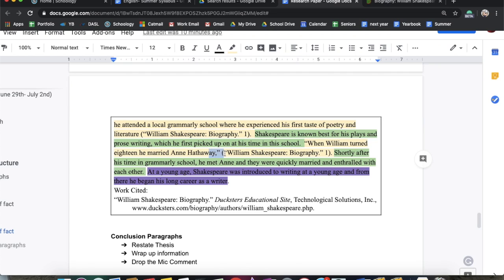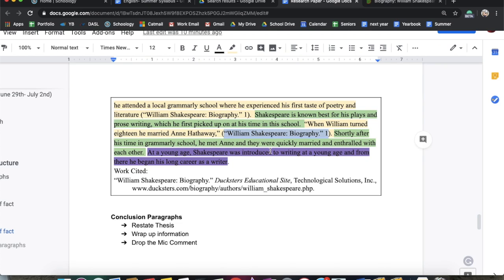So just make sure that you are adhering to the proper guidelines for how you're supposed to do the commas and where the periods go if you're citing a fact. This is the actual correct format, and just make sure you're following along with that. And then, of course, I have my in-text citation. Shortly after his time in grammar school, he met Anne, and they were quickly married and enthralled with each other. I was just reiterating what you just read up above.